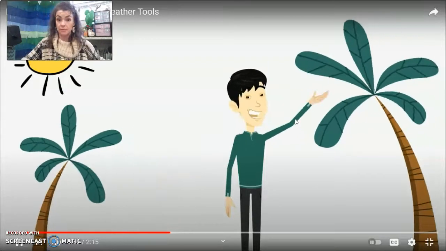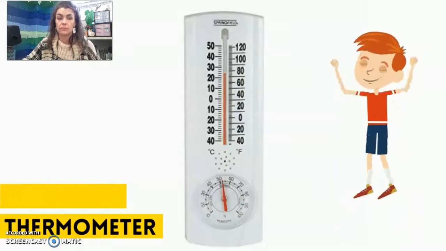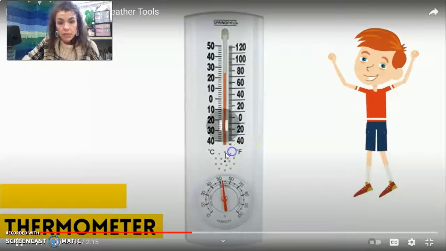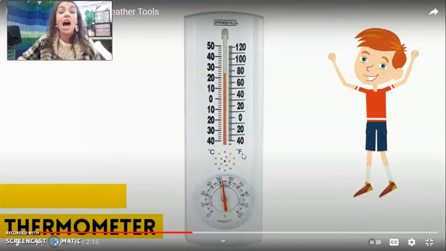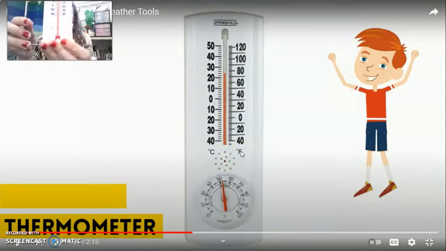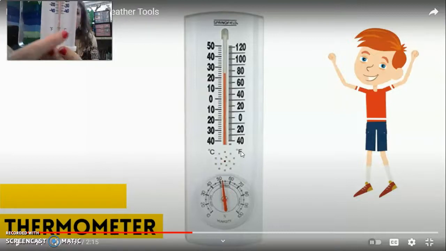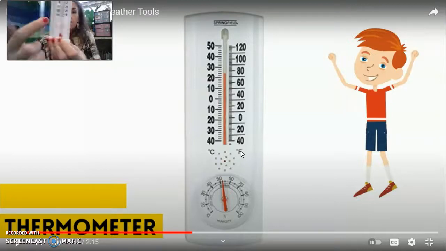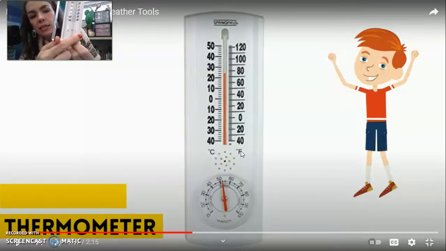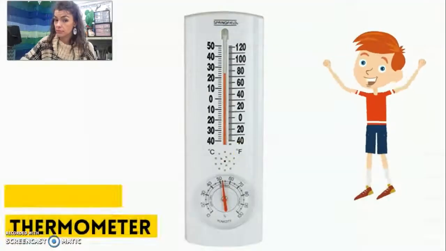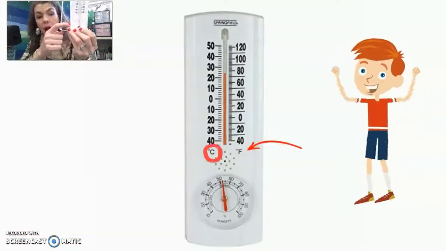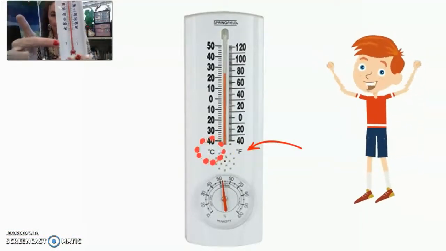If you look closely, there are 2 sets of numbers. One is for Fahrenheit. The other is for Celsius. See these 2 letters? C is for Celsius. F is for Fahrenheit. On my thermometer here, I have the same 2 letters. Fahrenheit, and Celsius. In the United States, we measure temperature using Fahrenheit. Make sure you look for the letter F when you are measuring temperature.